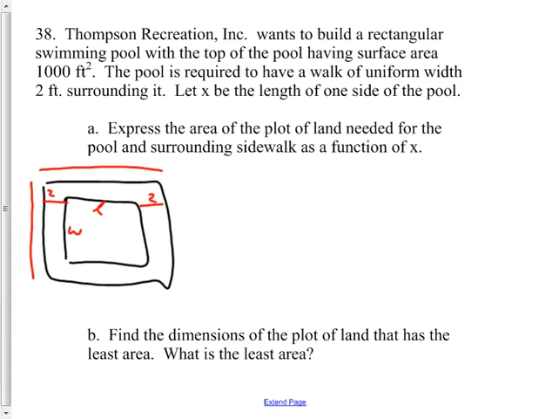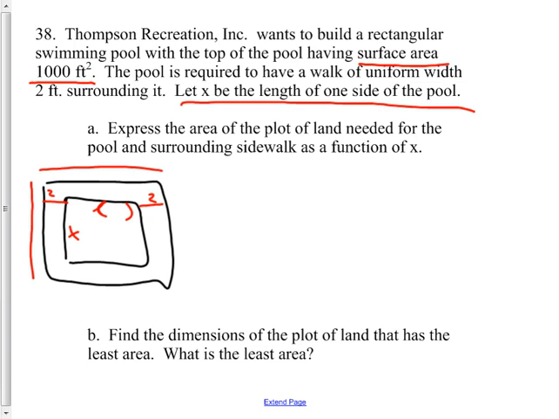If we really leave it as L and W, that's going to make it wrong too. We need to get it down to just one variable. And what variable usually is it? It says let X be the length of one side of the pool. So let's let that be the W. Change that to an X. And then the other side, this one has an area of 1,000 square feet. So can you just in your head tell me what this one has to be?